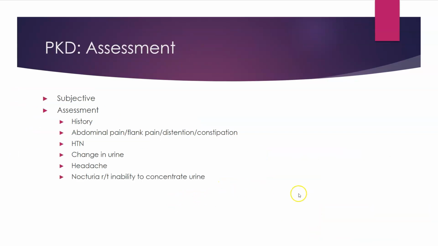So assessment, we're looking for history. We're looking for any back pain, flank pain, distension, constipation issues. Constipation, surprisingly enough, is one of the main things that people will say for admission, because when they have this, the kidneys get enlarged, it pushes on the bowel, and then that leads into constipation. Hypertension is another issue with this, changes in urine output, decreased filtration ability, headaches related to hypertension, and nocturia.